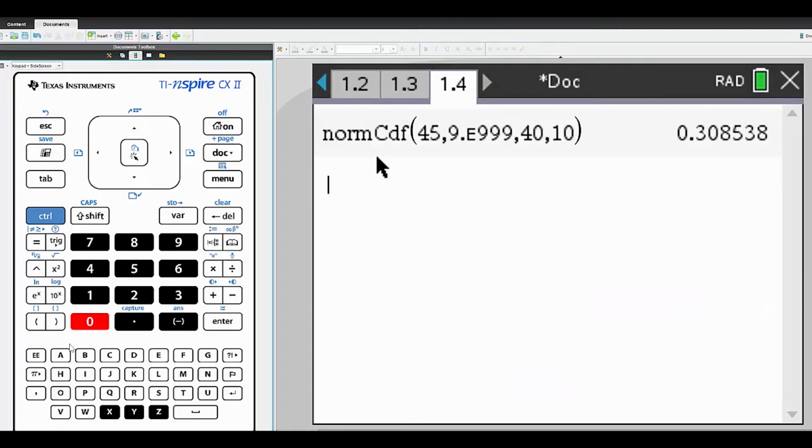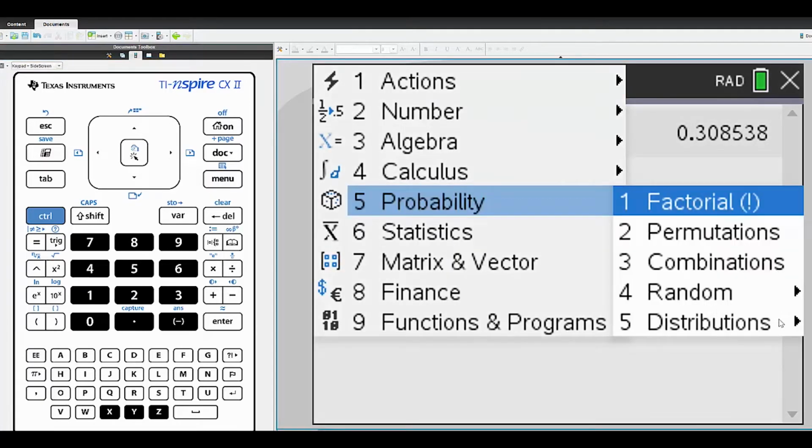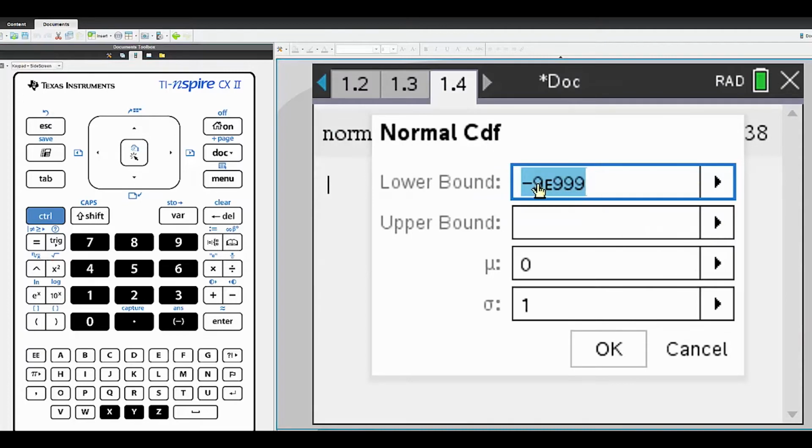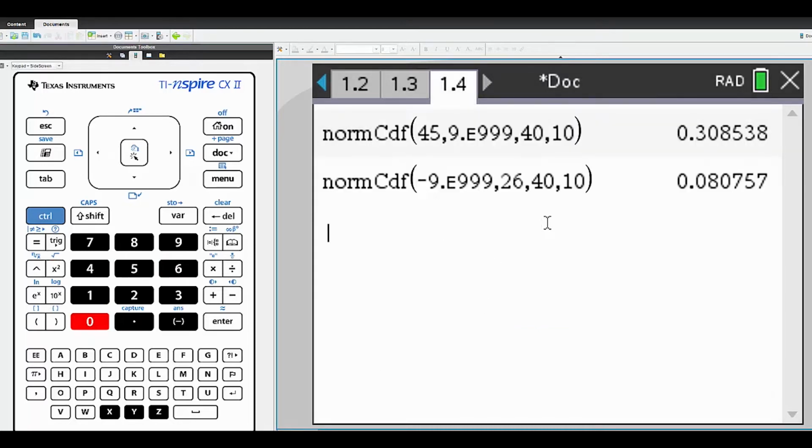And then the same idea for the last one when x was less than 26. So Menu, Probability, Distributions, Normal CDF. This time our lower bound will be that negative 9E999, a very, very small number. Upper bound is 26. Our mean is still 40 and our standard deviation is still 10. And there you see you got our answer of 0.081.